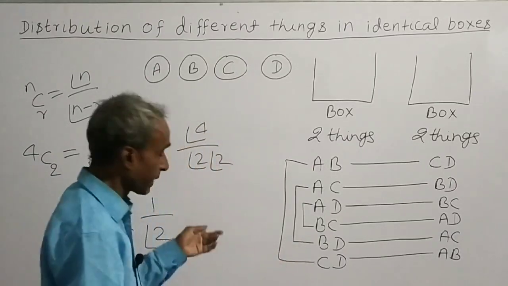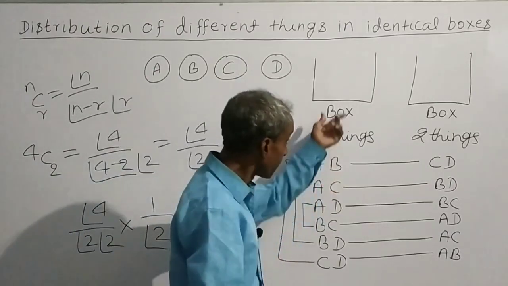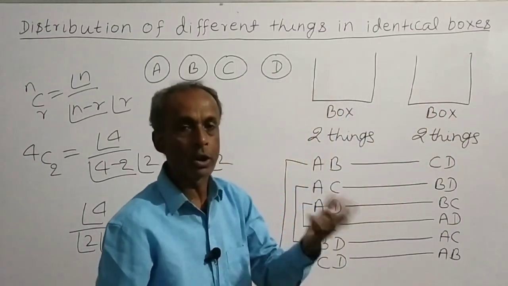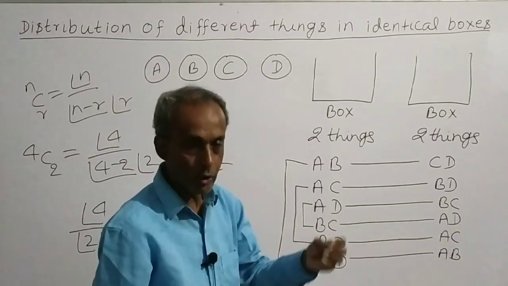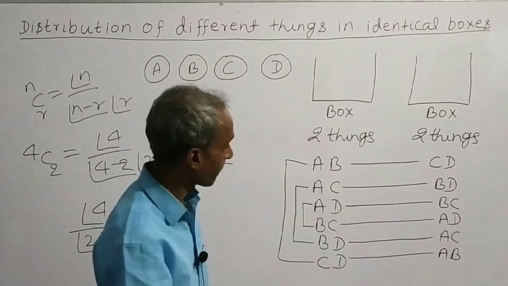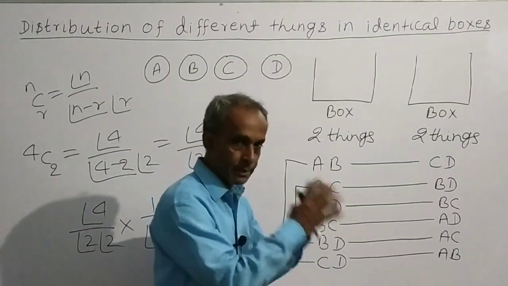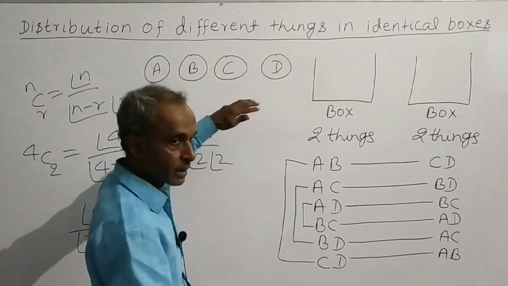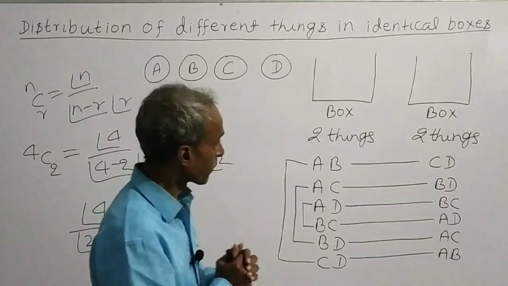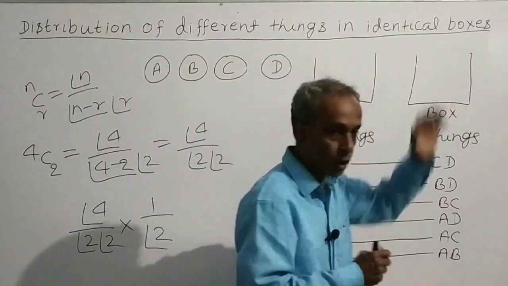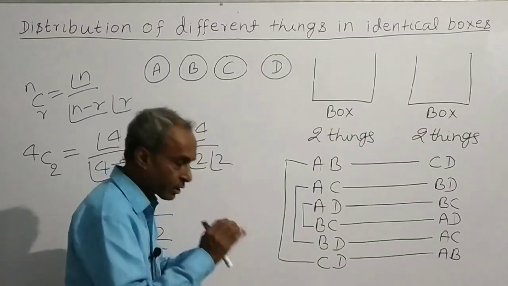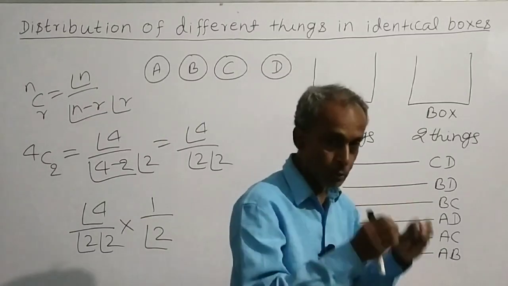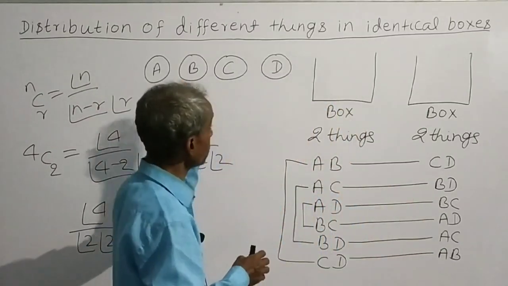But if the number of things are different, like 3 things in one box and 1 thing in the second box, then we will not divide by factorial 2 or factorial of any other number. This is the concept inherent in the distribution of different things among identical boxes. And based on this concept, now I am going to write the formula relating to this distribution.